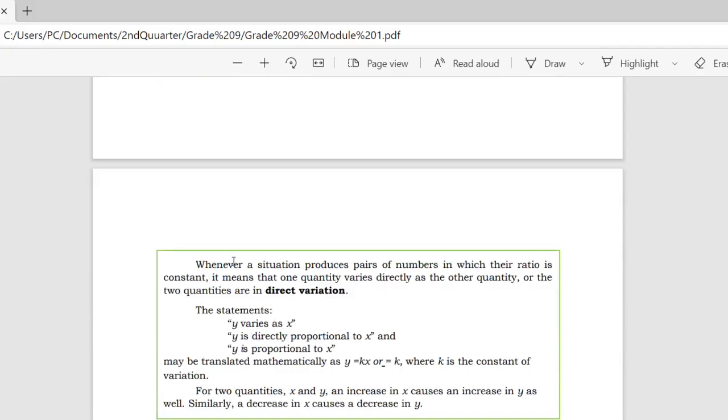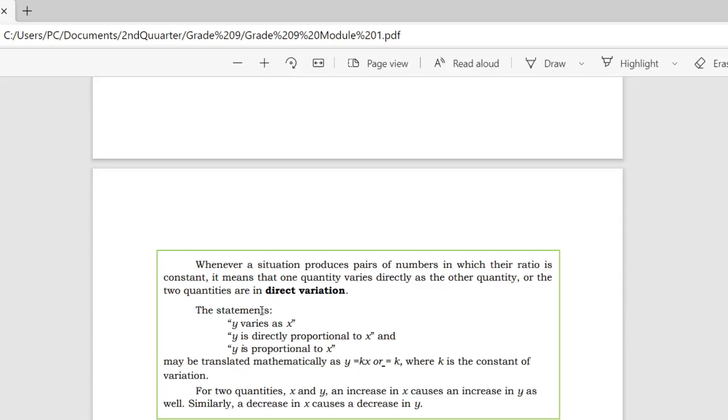Okay, here we have this one. Whenever a situation produces a pair of numbers in which their ratio is constant, it means that one quantity varies directly as the other quantity, or the two quantities are in direct variation. So whenever the situation produces a pair of numbers in which their ratio is constant, therefore it means that one quantity varies directly as the other quantity. So therefore, it illustrates direct variation.